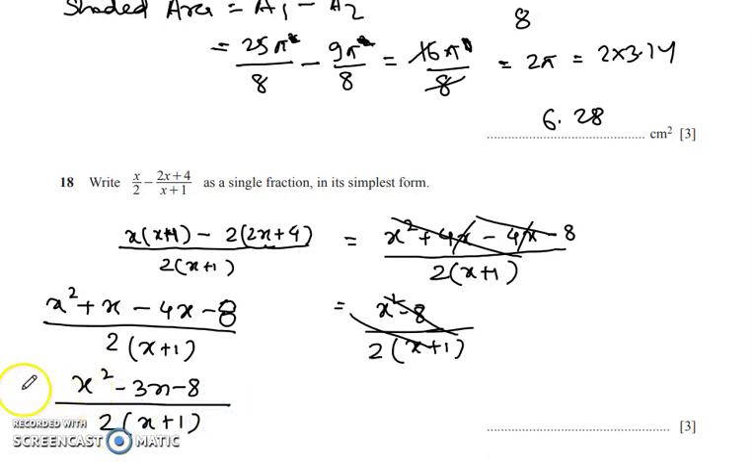I would go for middle term factorization, but there is no common factor, like x plus 1 is not here, so no need to factorize this. You can leave it as it is. So I'm going to write the answer is x square minus 3x minus 8 upon 2x plus 1. Okay, so ignore the mistake I made, I wrote x plus 4, but it is 1.